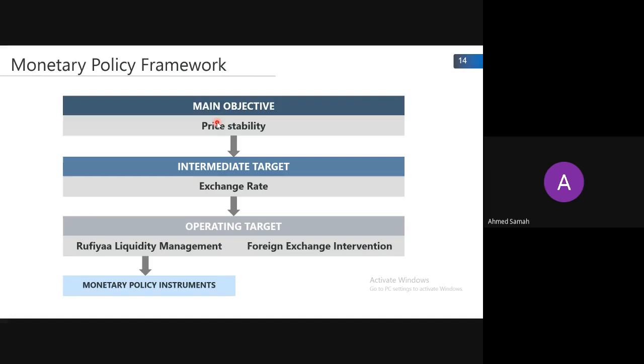Because we are heavily dependent on imports, consumption means more imports, and that creates demand for foreign currency, which affects the exchange rate. So rufiya liquidity management affects it. We use monetary policy instruments, known as monetary policy tools, which I will explain to you guys. Then foreign exchange intervention, which I will explain to you guys in more detail.